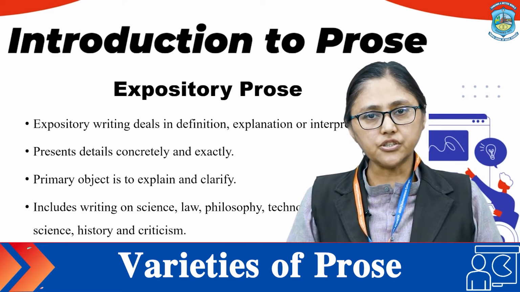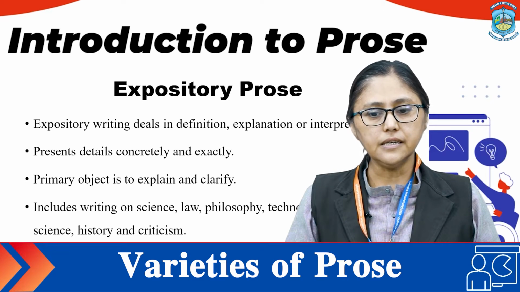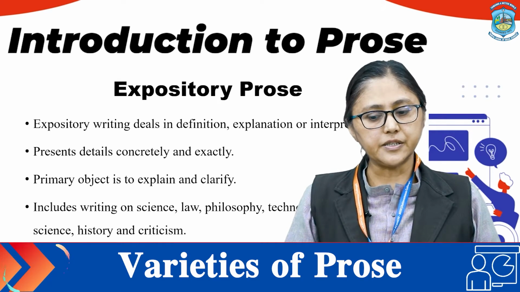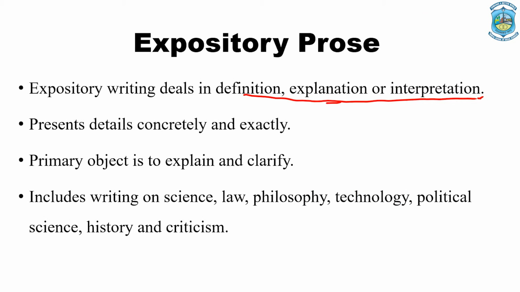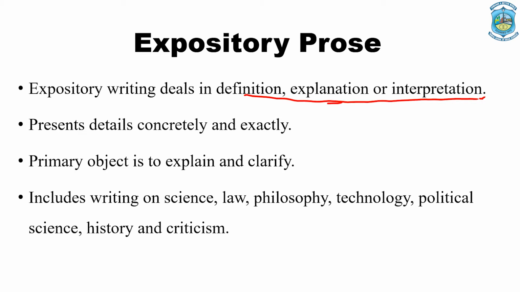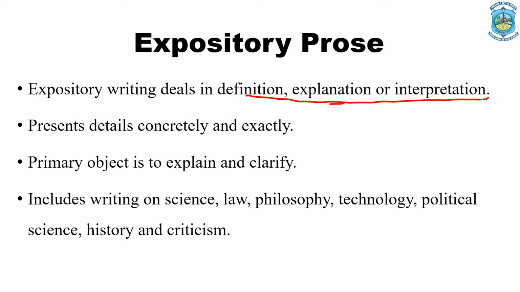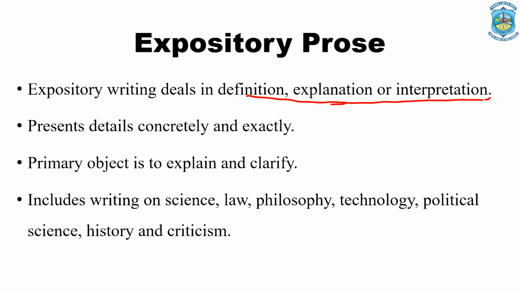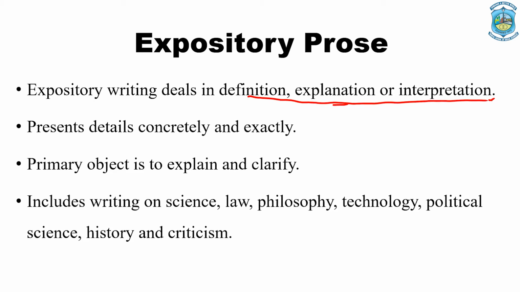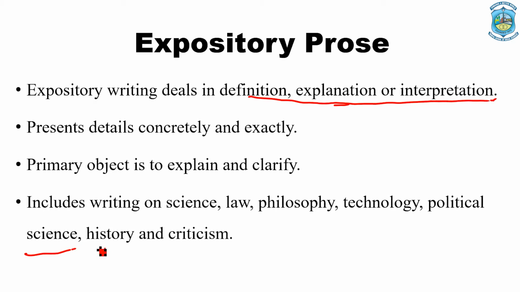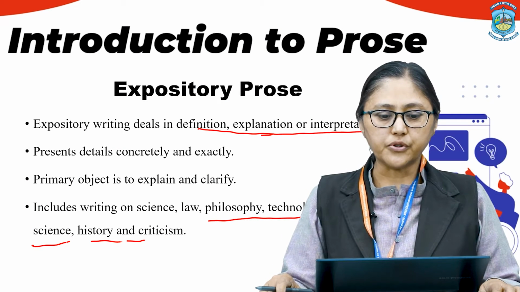Next we have expository prose. Expository prose deals in definition, explanation or interpretation. The purpose of expository prose is to present details concretely and exactly. The primary object of an expository prose is to explain and clarify. So, writing on science, law, philosophy, criticism, political science, history are some examples of expository prose.